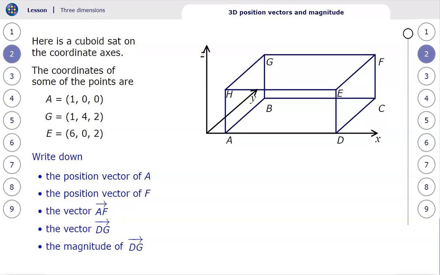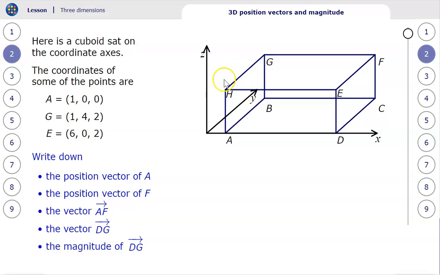We have a shape in 3 dimensions, a cuboid, so a 3-dimensional rectangle, and they give us some coordinates. A is the point 1, 0, 0, so it's 1 along the x-axis, nothing along the y, nothing along the z. G up here is the point 1, 4, 2. So to get to the point G, I've gone 1 along the x-axis, 4 down the y-axis, and 2 up the z-axis. That gives me my point G.